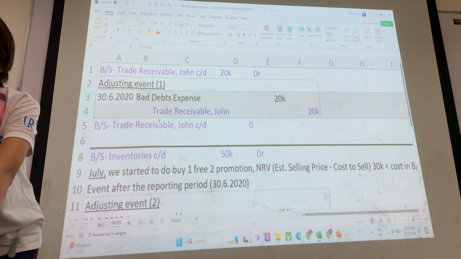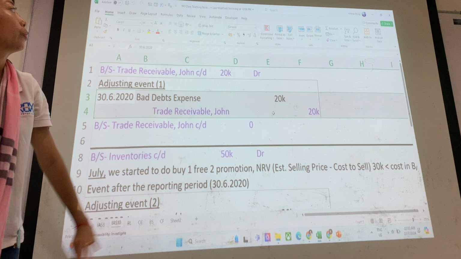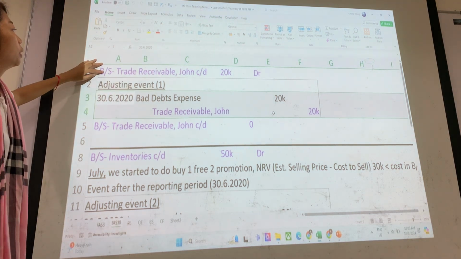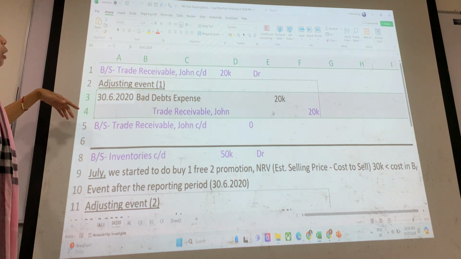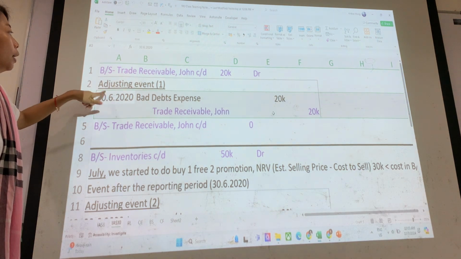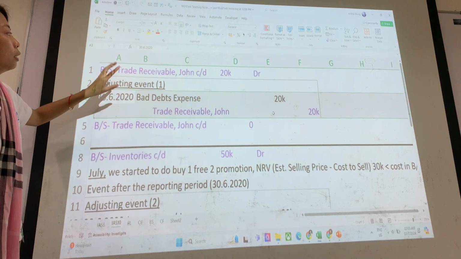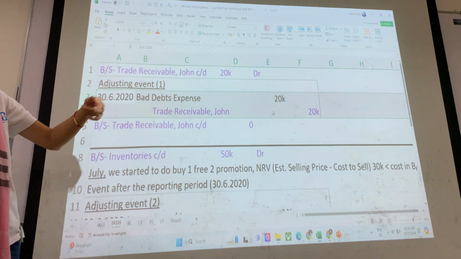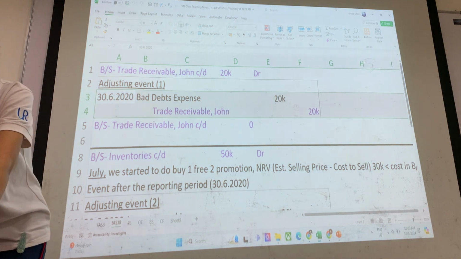This is only an assumption, for example, 20,000. Okay, so my assumption is, let's say John owes us 20,000 at the end of the year. Then suddenly he goes bankrupt already. So you have to adjust it on 30th of June. Then you will do this. Eventually John no longer owes money because we cannot actually get back the money.